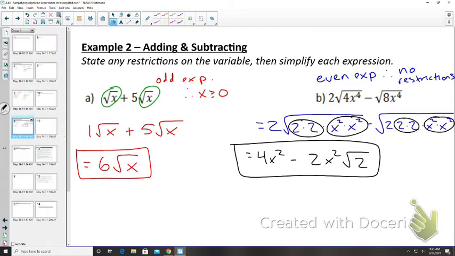Okay, and we have no restrictions on our x here. So if we wanted to do a domain, kind of like what we saw yesterday, x is going to be the set of the real numbers. Okay, it can be any value.